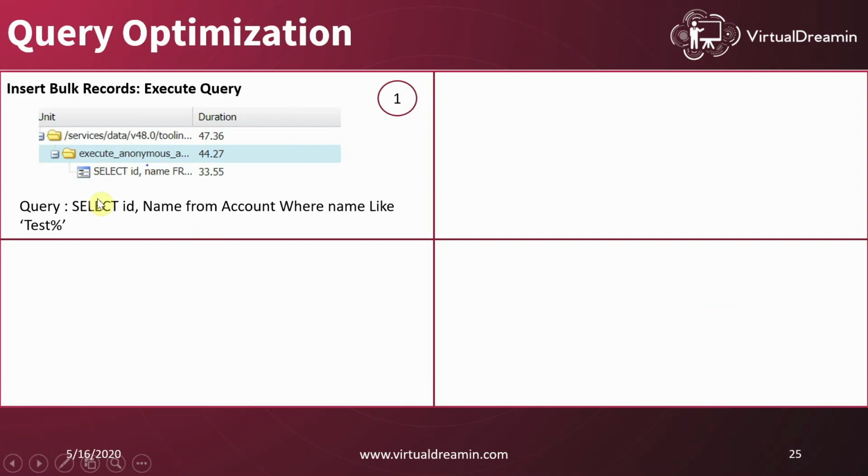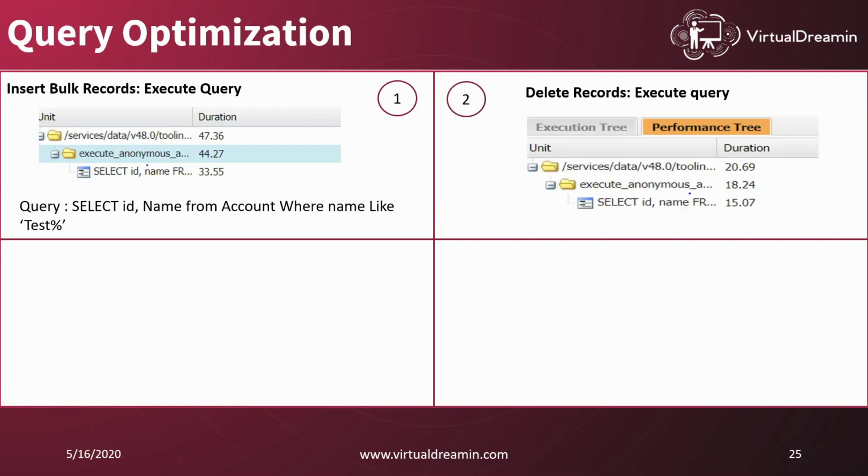For explaining this scenario, I have bulk inserted a set of accounts into my account object and executed this query. You can see that this query is consuming around 33.55 milliseconds. After this, I deleted those records and executed the query again. Now you can see this query is consuming just 15 milliseconds. But based on Salesforce documentation, even if you delete a record, it will still remain in your recycle bin for 15 more days. Salesforce still considers that it exists in your database, and when a query is executed, it still considers the records in your recycle bin.